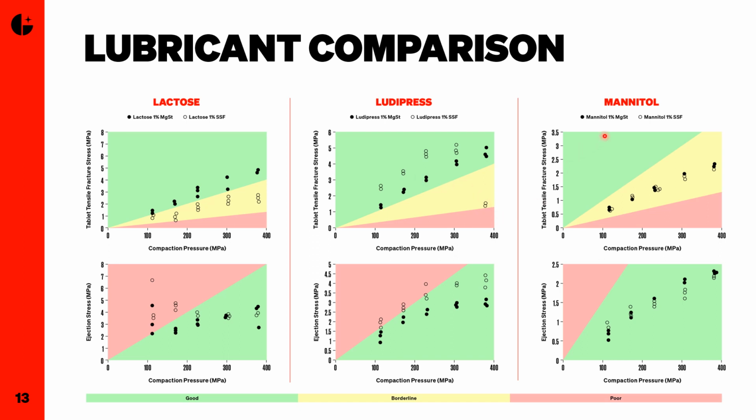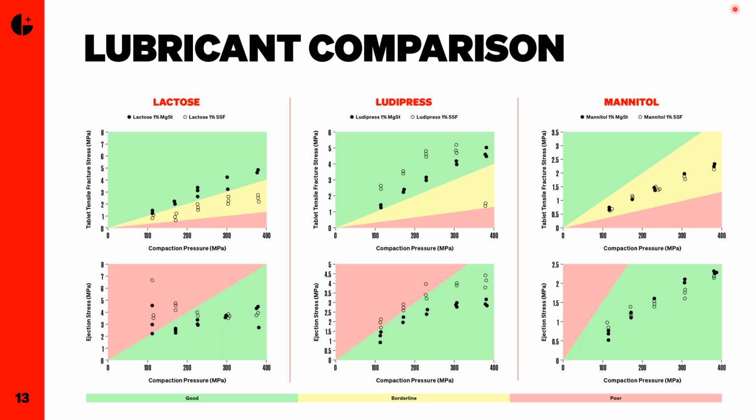And in the final example for mannitol, there is no significant difference between the strength of the magnesium stearate and SSF tablets or the ejection stress values. So both of the lubricants are equally as effective in this example. So here you could just choose your lubricant based on any other factor, whether it's the one that's more readily available or the one that's cheaper or so on.